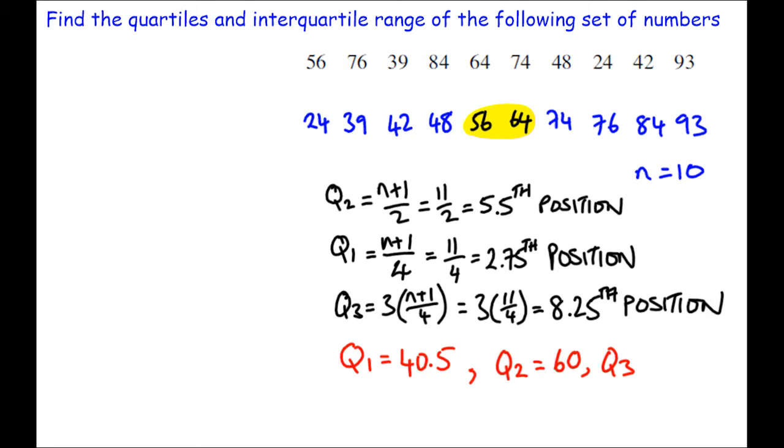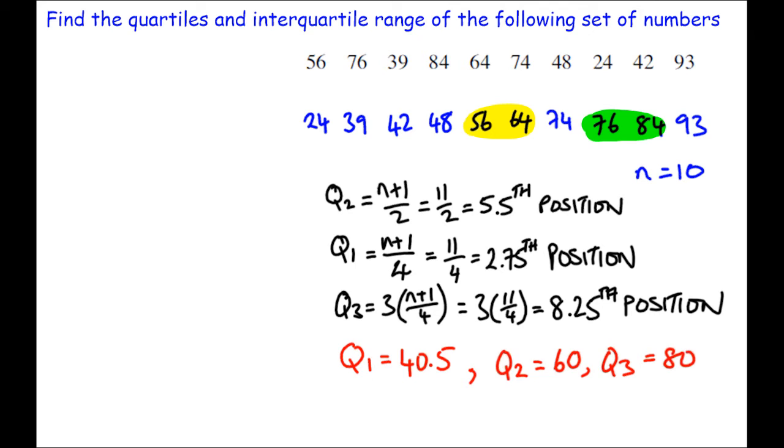And lastly, Q3. So Q3 is in the 8.25th position. I'm going to look for which value is in between the 8th and the 9th. These are the values we're looking at. What is right in between 76 and 84? Add them together, divide by 2. Q3 is 80.